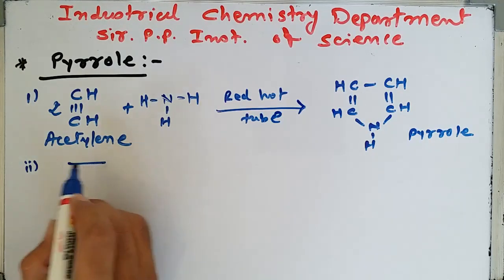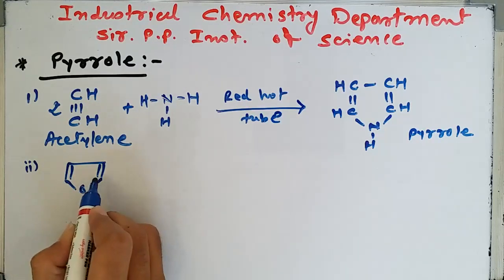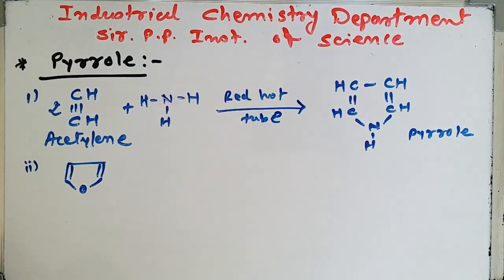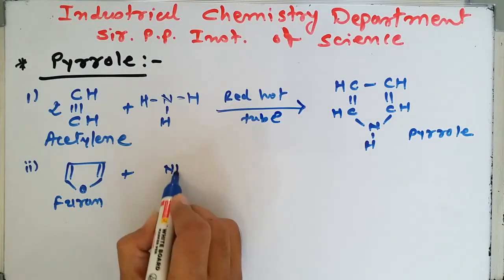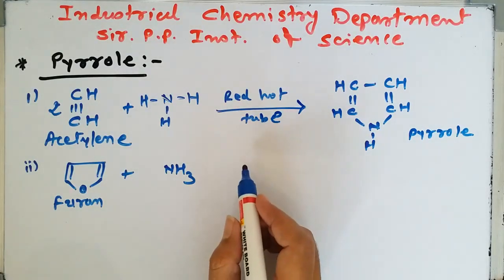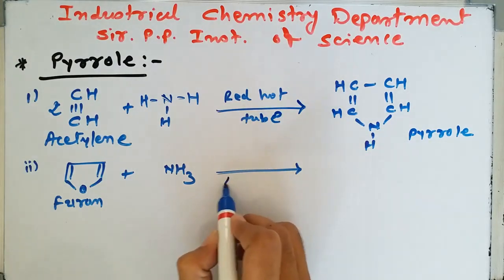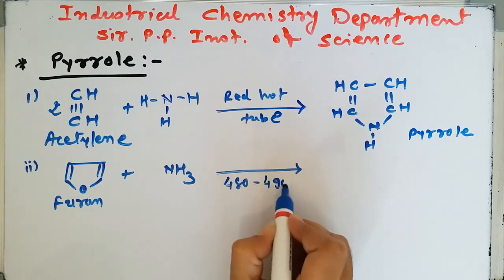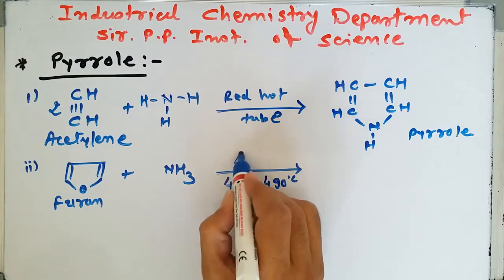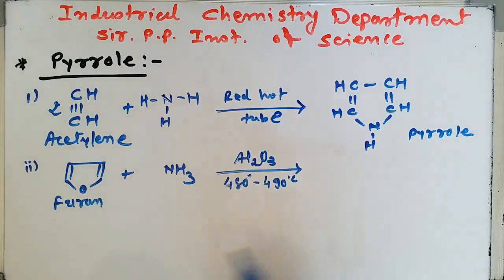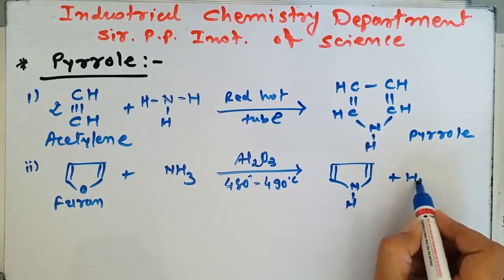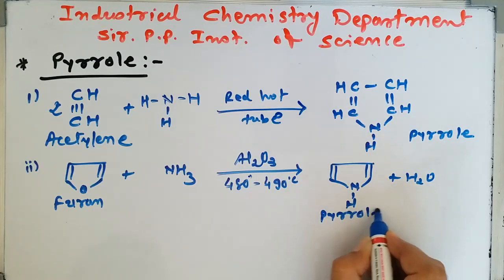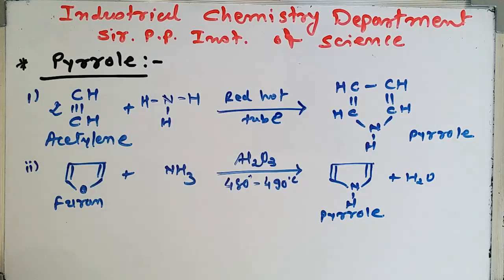Now we see the second method, by passing a mixture of furan. The structure of furan we discussed in classification: a 5-member ring with the heteroatom oxygen is known as furan. So by passing a mixture of furan, ammonia, NH3, and steam over Al2O3 at 480 to 490 degrees Celsius, it converts into pyrrole.